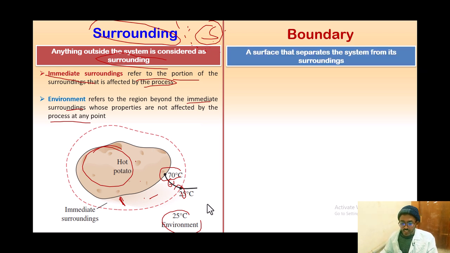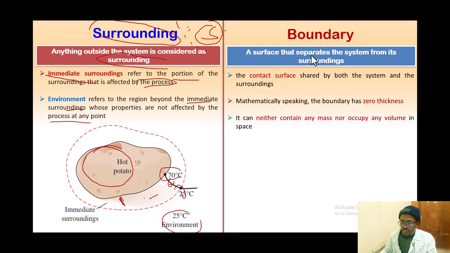Okay, so what does boundary mean? A surface that separates the system from its surrounding. So we have a system, and a surface that separates the system from the surrounding, we call it boundary. It is the contact surface shared by both the system and the surrounding.